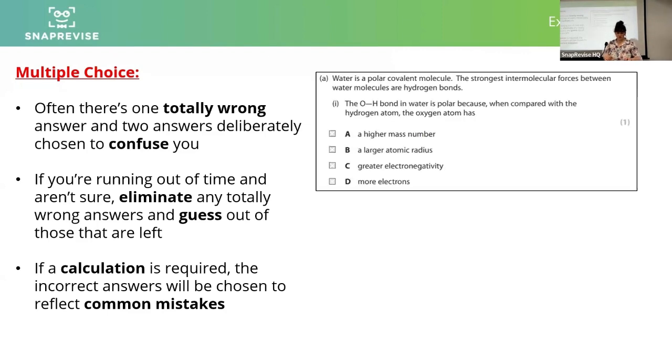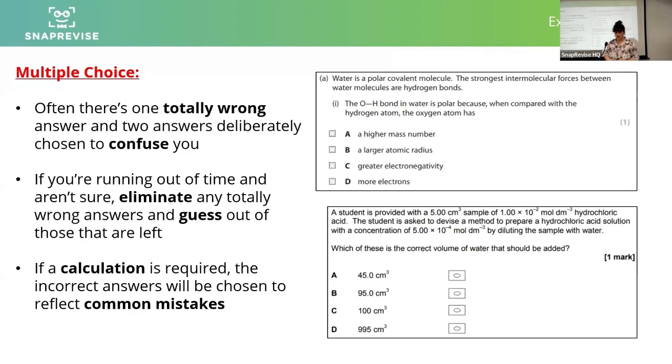So a couple of examples of multiple choice questions are these. Water is a polar covalent molecule. The strongest intermolecular forces between water molecules are hydrogen bonds. The OH bond in water is polar because when compared with the hydrogen atom, the oxygen atom has... I'm not going to be able to write in context and stuff for all of them, but let's get thinking. Context. I'm thinking water is a polar covalent molecule. Strongest intermolecular forces. I'm thinking intermolecular forces then, bonding and structure. Intermolecular forces, that's my context.